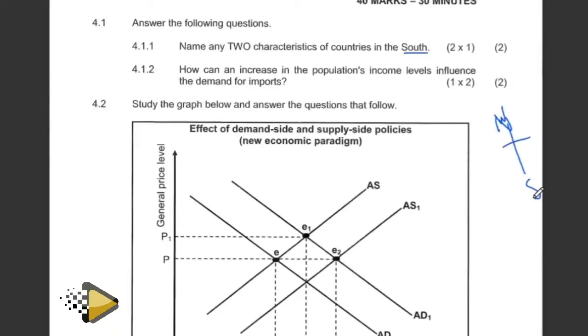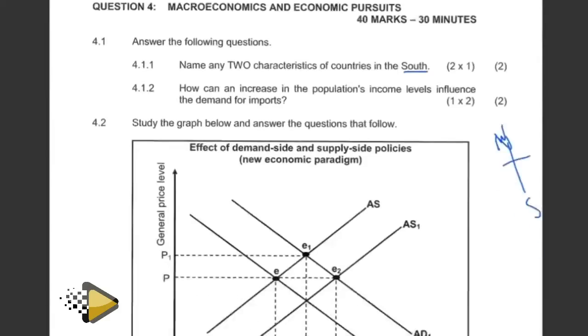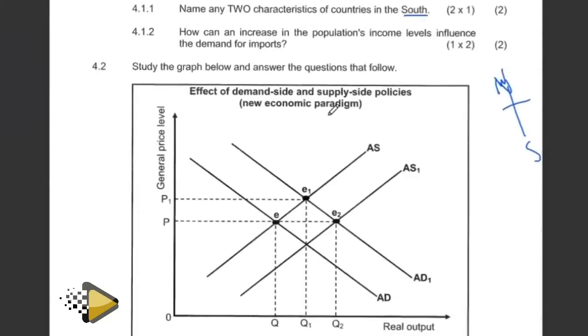Why is that the case? Because now they can afford to buy from those countries. They can even have money to pay the custom duties. Okay, right. Let's move on to the next question. The next question we have 4.2. The 4.2 reads as follows: study the graph below and answer the questions that follow.